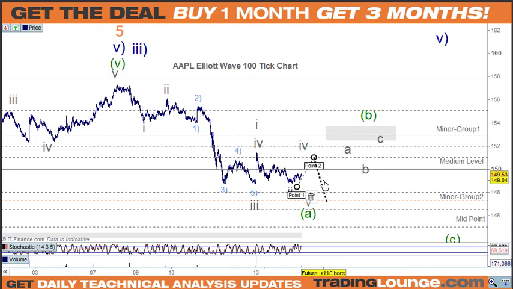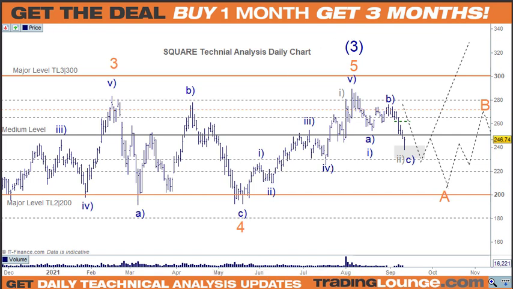Just going to remove these. I'll just get squashed up when I close the program anyway. Okay, that's Apple and Square.